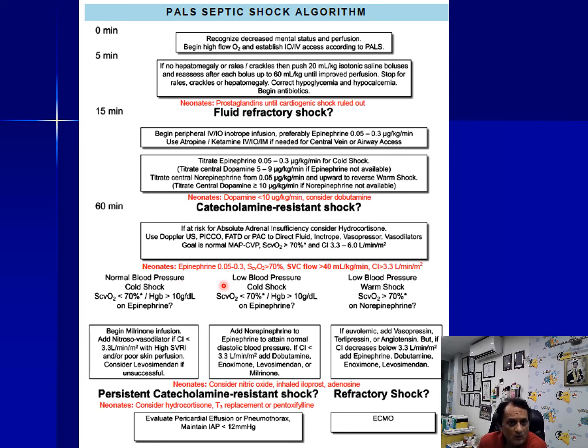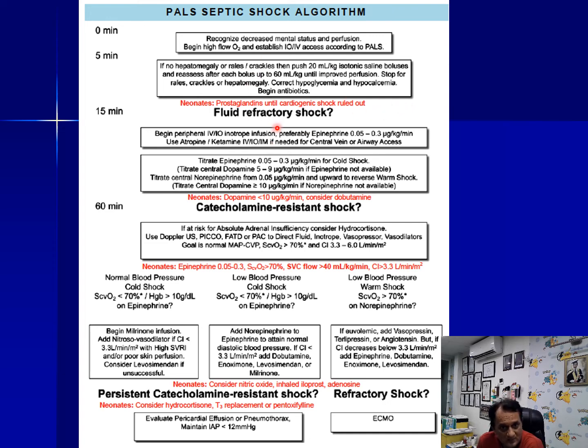So I put here the pediatric septic shock algorithm. Initially, you recognize the decreased mental status and perfusion. You start giving high flow oxygen, and you establish IV access. And if there is no hepatomegaly and rales, you can start with isotonic fluid like 20 ml per kg and reassess after each bolus, until the perfusion improves. But now there are recent guidelines.